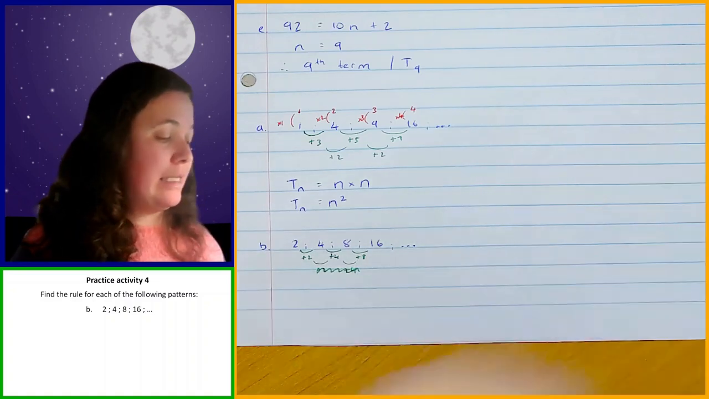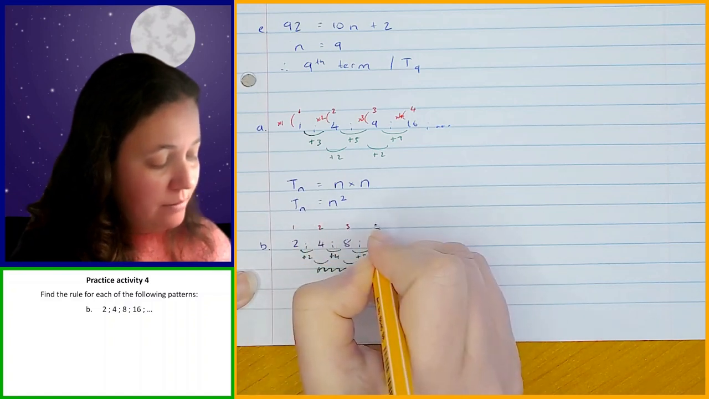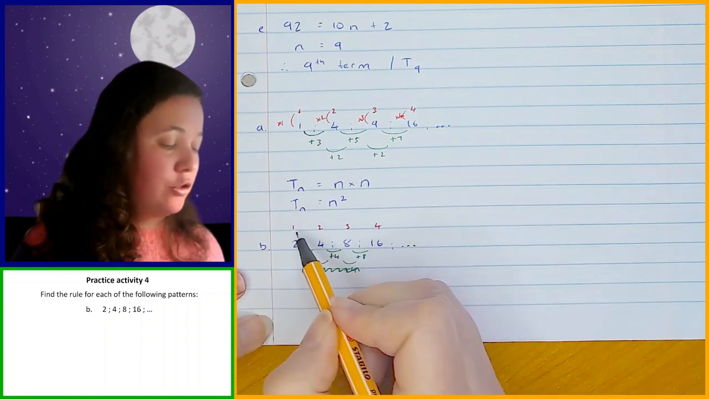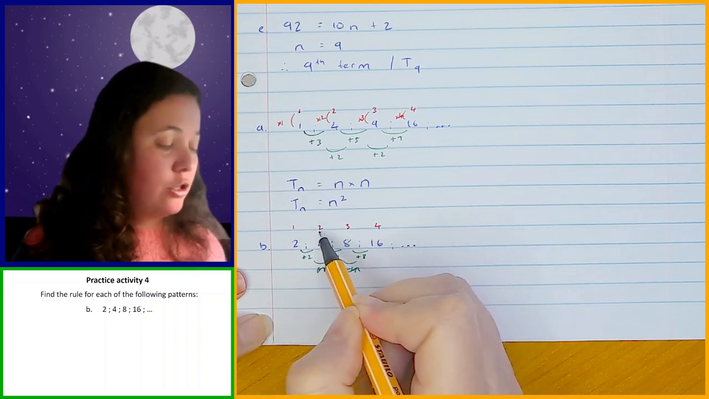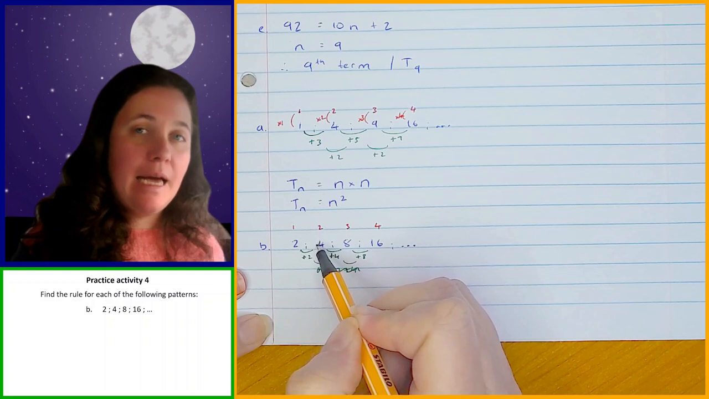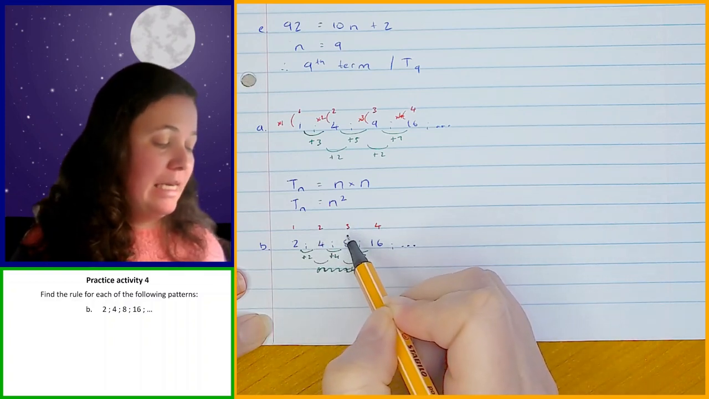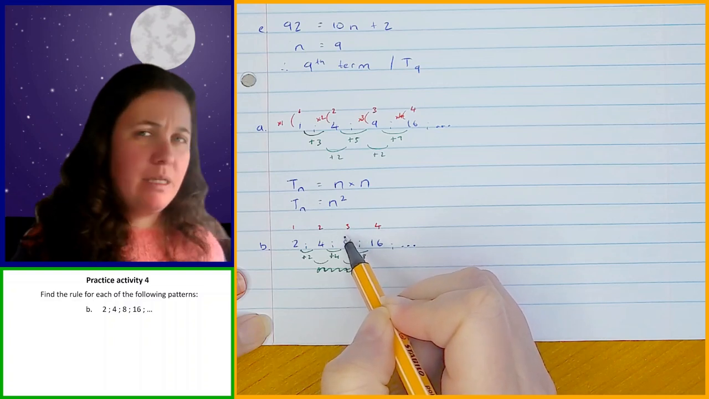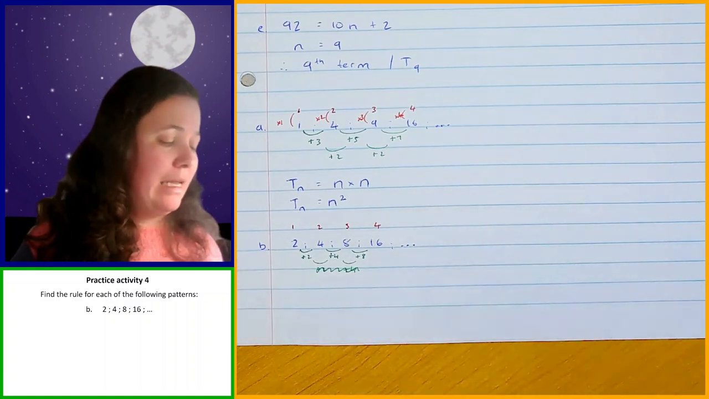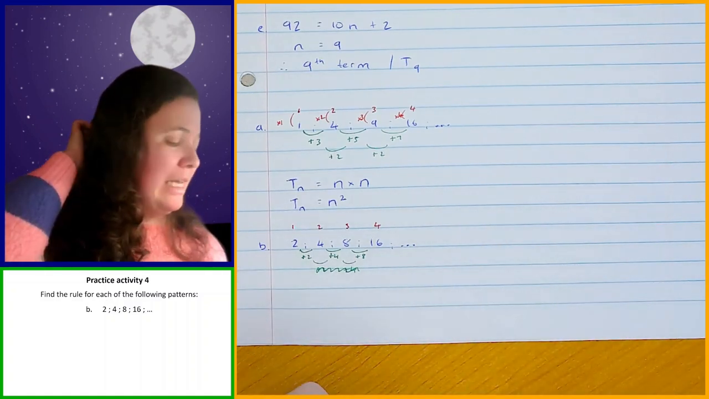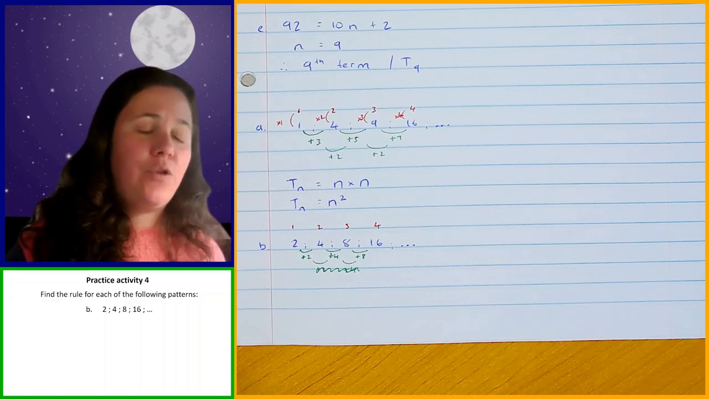So in this one over here, let's again have a look at our term numbers and see if that's going to help us. Okay, so what can I do to go from 1 to 2? I can either add 1 or times by 2. What can I do to go from 2 to 4? I can either add 2 or I can times by 2. What can I do to go from 3 to 8? I can either add 5 or I can times by something else. Okay, that's not going to work because none of those are constant. So again, that's not going to really help us, just adding or multiplying by something every time. So we need a different approach for this one.